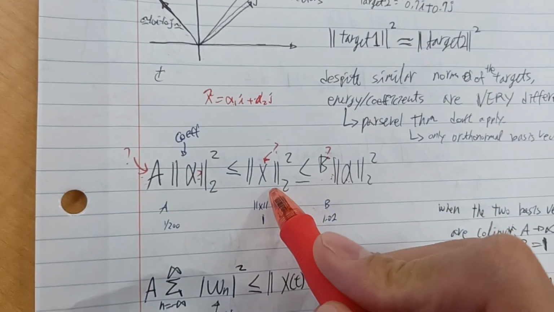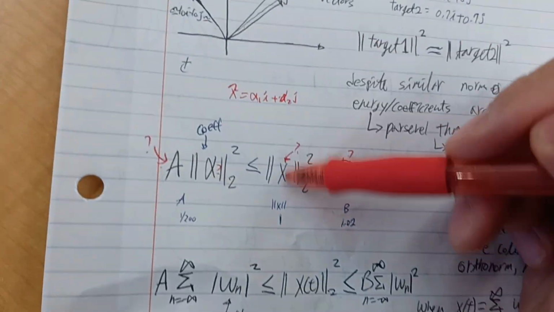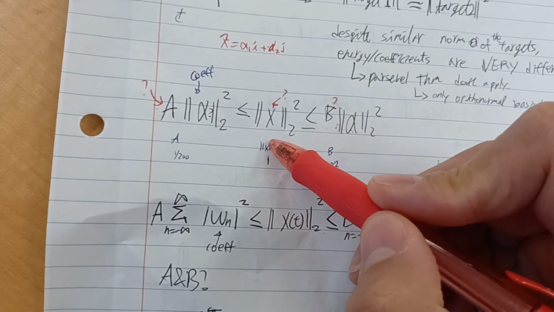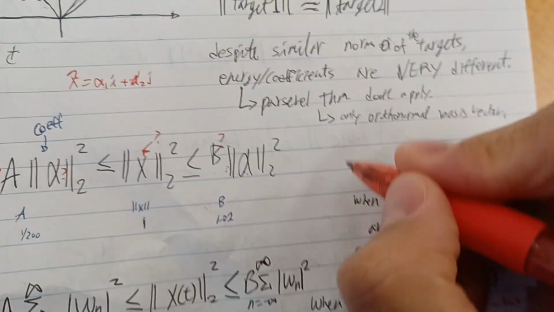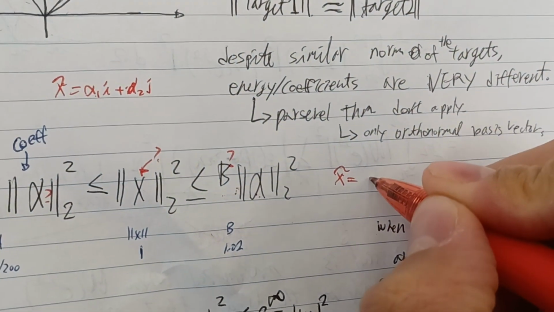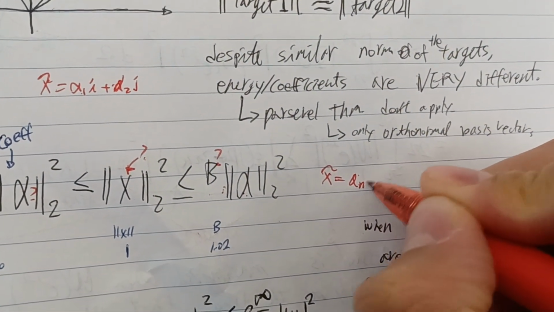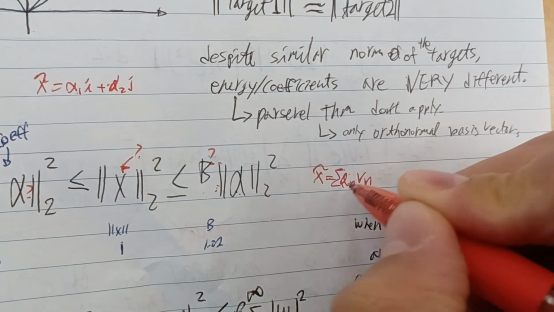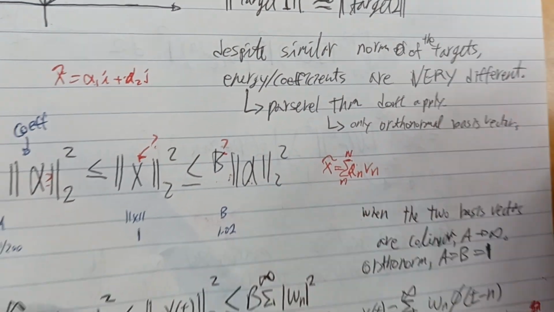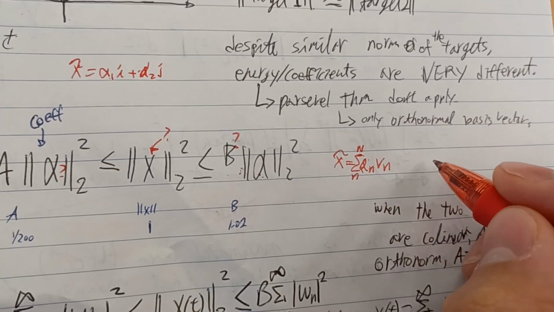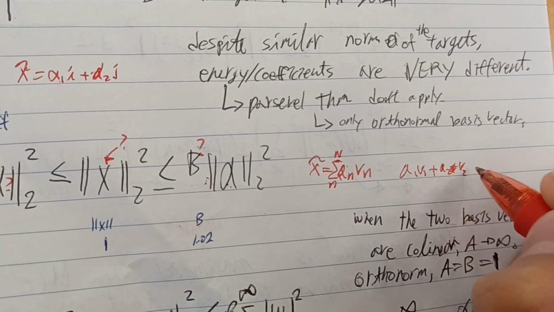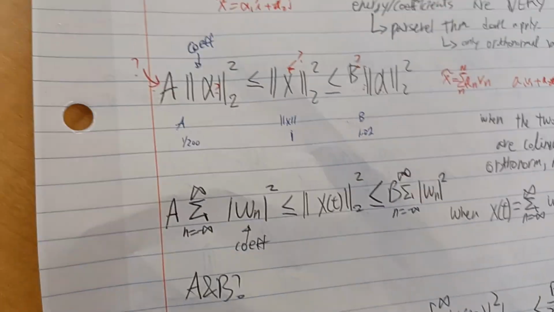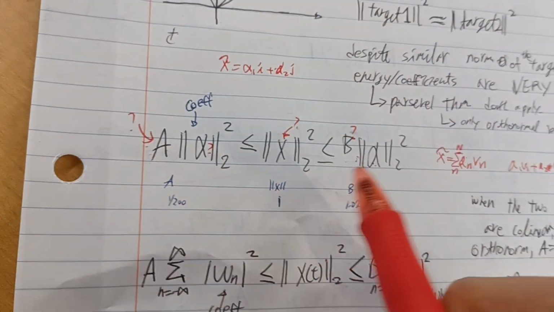So going back, this x is the target vector, or function, and this alpha is the coefficient. We've been doing this: our best approximation is the sum of an times vn, n from 1 to N. So it would be a1 v1 plus a2 v2 and so on. That's what this coefficient alpha is.